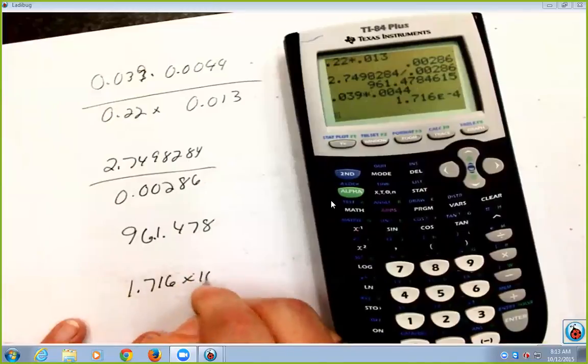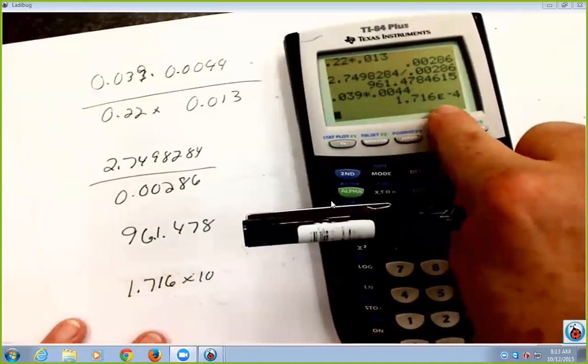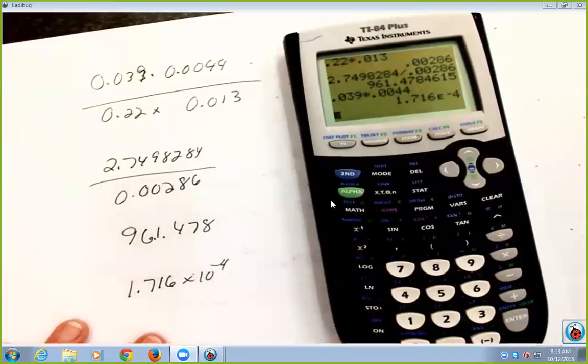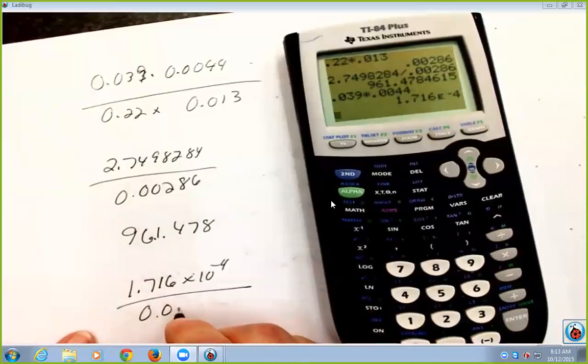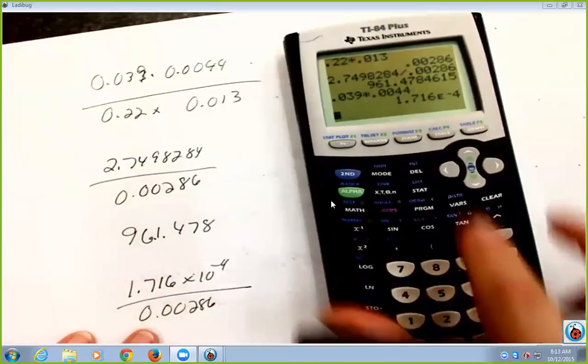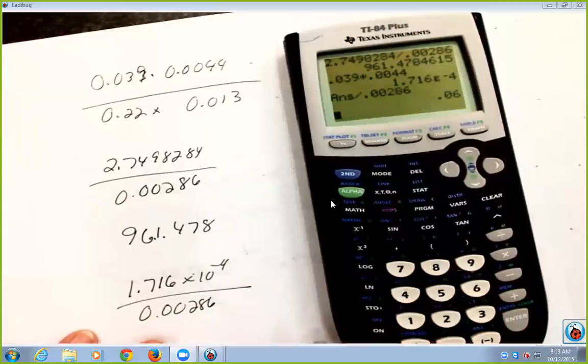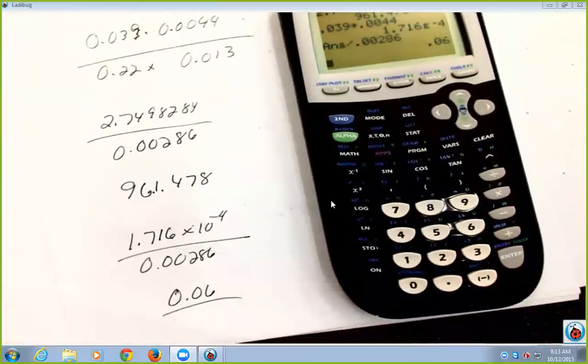1.716 times 10, that little e in there means that's times 10, and this negative 4 is your exponent. Okay? Then that's all over 0.00286. So that divided by 0.00286, and I get 0.06, or 6/100ths, would be my answer to that one. Sorry about having that answer piece in front of that one, because that's what messed it up.